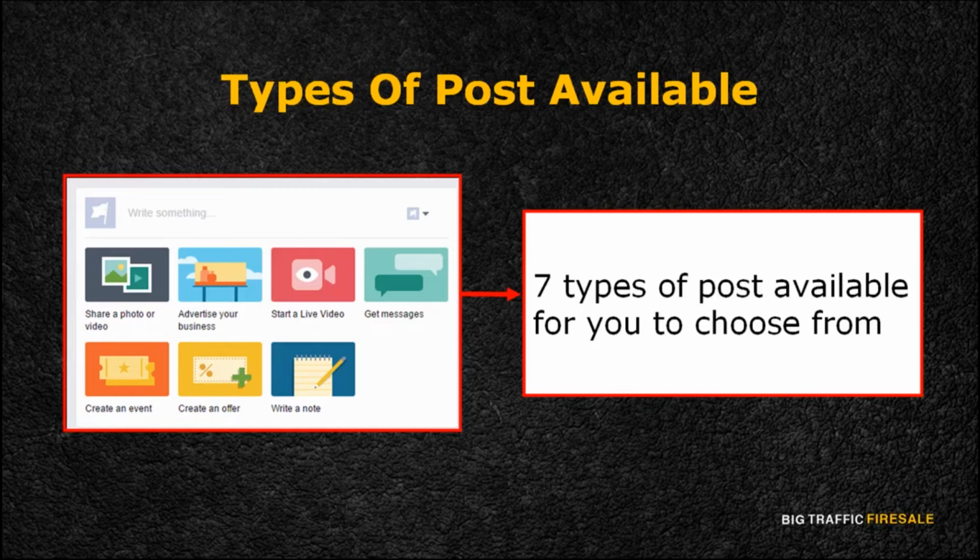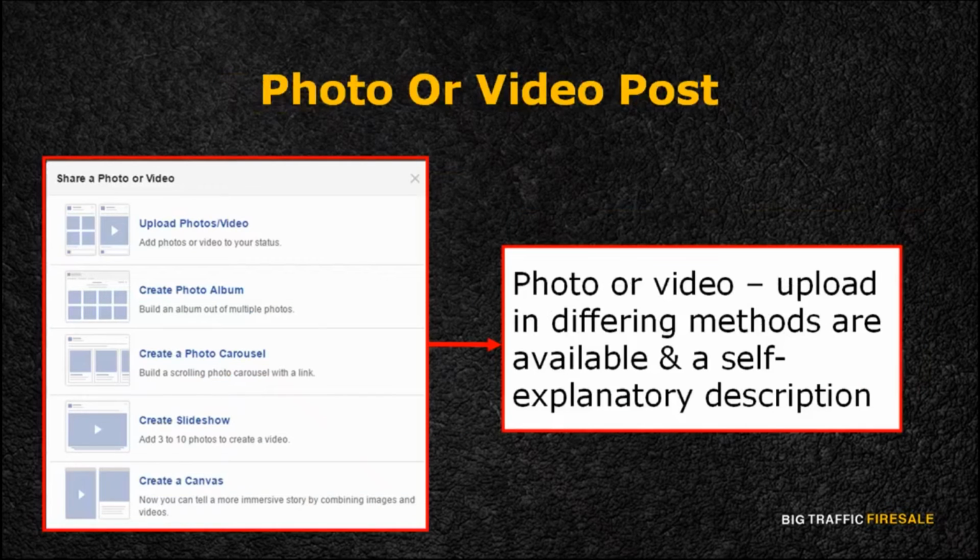Once you click on Post, you have 7 different options of posts to choose from. Choose one in relevance to your post. Should you wish to share a photo or video of your products and services, click the icon and a pop-up to upload in differing methods are available. Each option comes with a self-explanatory description to ease your decision.